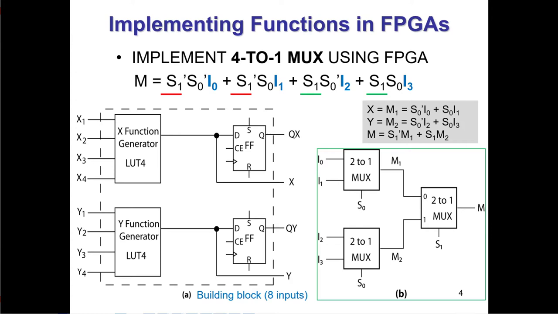In order to do this 4-to-1 MUX, we need three 2-to-1s. So we have to generate M1 and M2, and then we can select which one of those with this other 2-to-1 mux. All right, so let's look at this. M1 is going to be S0 prime I0 plus S0 I1, and M2 is going to be S0 prime I2 plus S0 I3. And then M will just be S1 prime M1 plus S1 M2. So that's all there is to it. It's pretty easy.